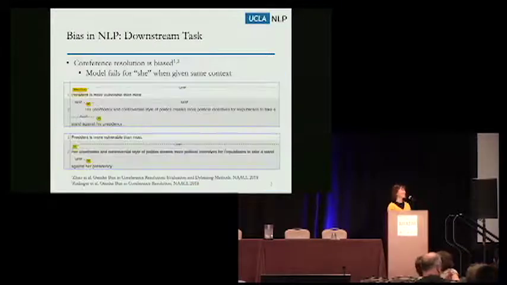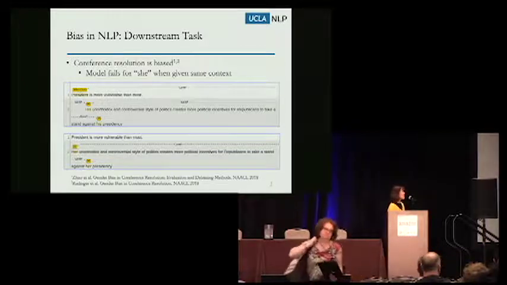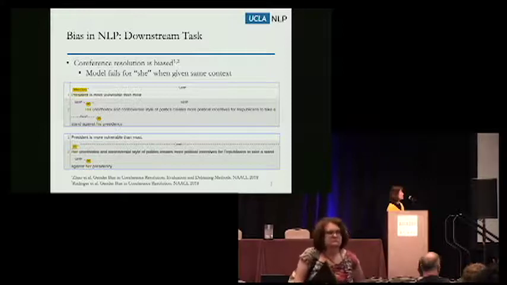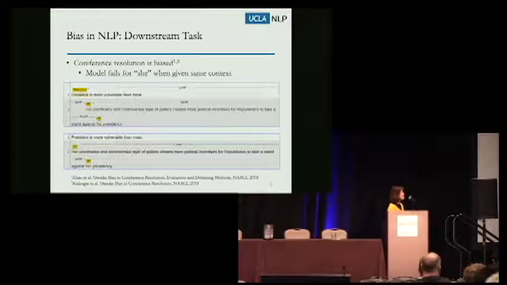Coreference resolution is an important task in NLP. The goal is to extract all the phrases referring to the same entity in the text. For example, in the first sentence here, the president and he are referring to the same person. But if we change the pronoun from his to her, the correct link will break. And also the system will fail to correlate females with certain occupations like lawyer, doctor, or programmer.